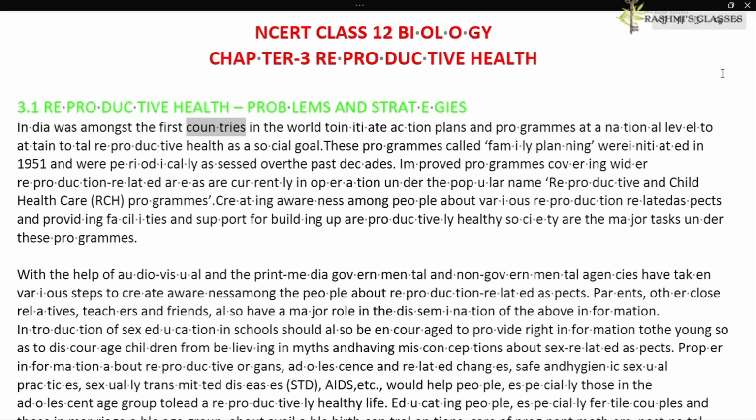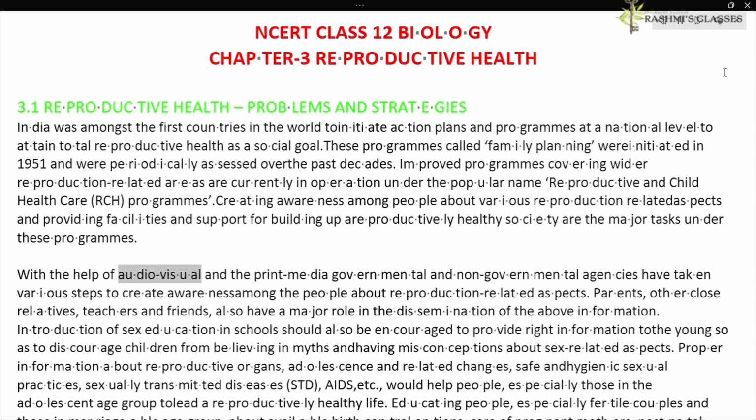India was amongst the first countries in the world to initiate action plans and programs at a national level to attain total reproductive health as a social goal. These programs, called family planning, were initiated in 1951 and were periodically assessed over the past decades. Improved programs covering wider reproduction-related areas are currently in operation under the popular name Reproductive and Child Health Care (RCH) programs. Creating awareness among people about various reproduction-related aspects and providing facilities and support for building up a reproductively healthy society are the major tasks under these programs.